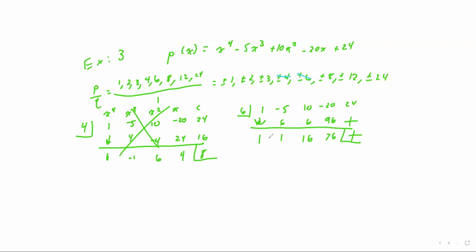But because I had all positive numbers, I can now eliminate +8, +12, and +24, because there's no number larger than 6 that's going to be a 0. My 0 has got to be less than 6. It has to be less than 4 too, because I've already tried 4. So I'm going to go to 3.